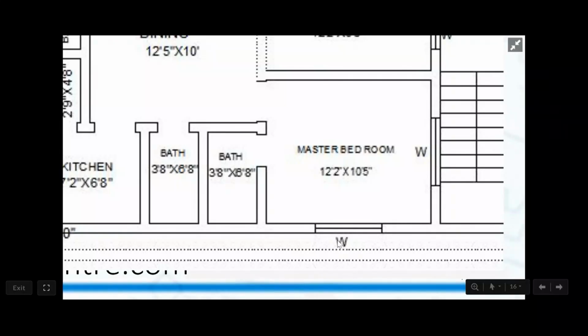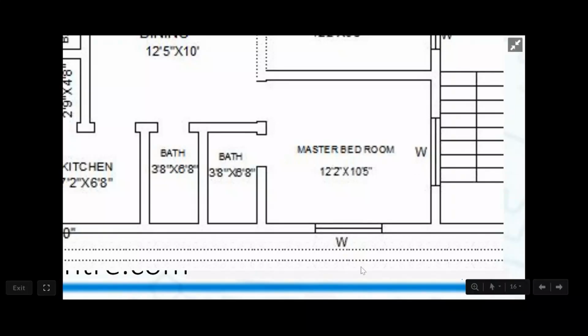Which window do we need to consider? Either this window or this window. This is solar heat gain through glass. What do you mean by solar heat gain through glass? The heat comes from the sun which is exposed to glass. Sorry, the heat coming from the sun when the glass is exposed to the sun.